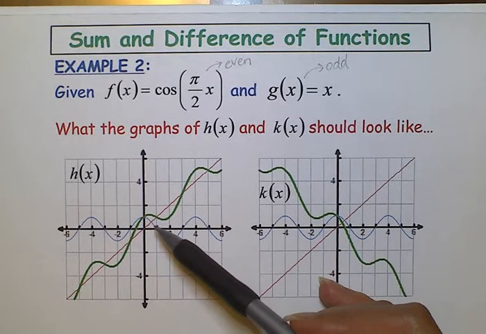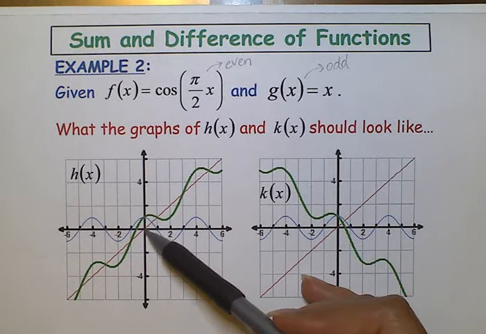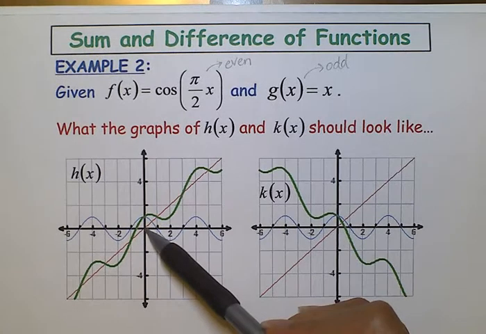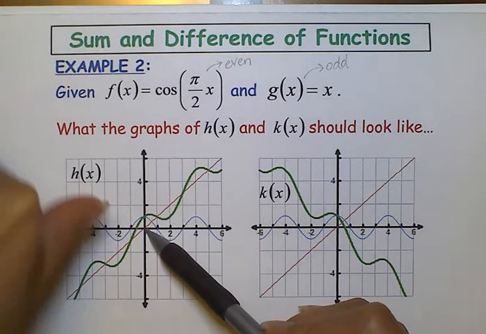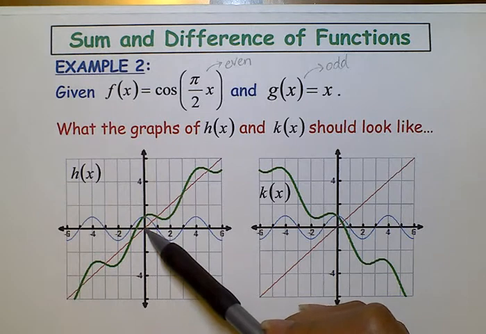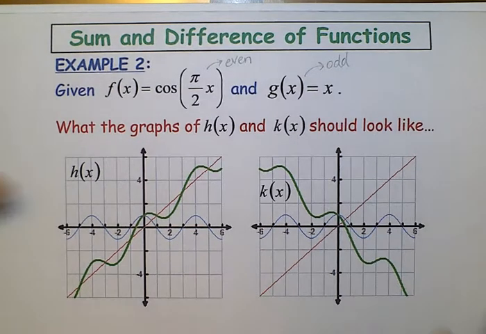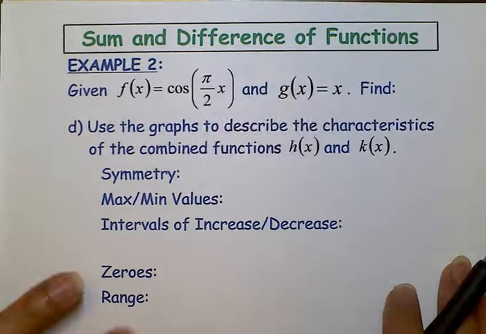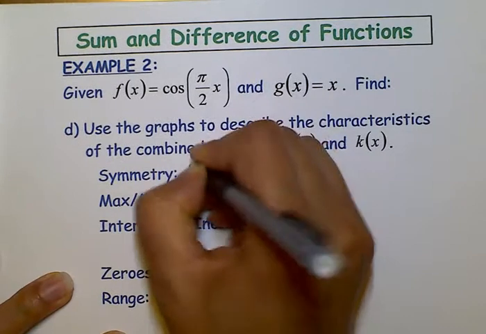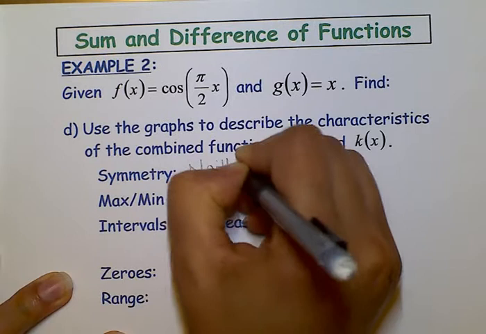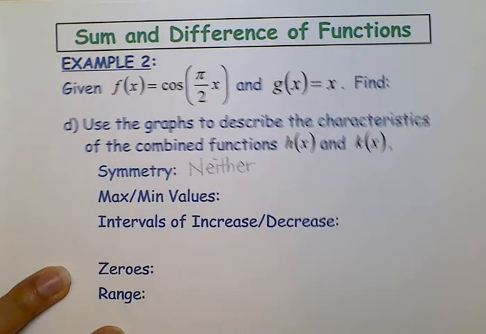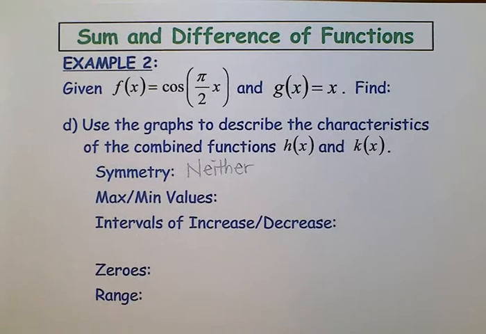You might think maybe it's an odd function. However, if you look closely, it's not symmetrical about the origin. If I do a 180-degree rotation, the graph will not overlap. Okay? So in this case, we have neither even nor odd. So there is no symmetry because one function was even and the other function was odd. So you end up having neither for both h of x and k of x.